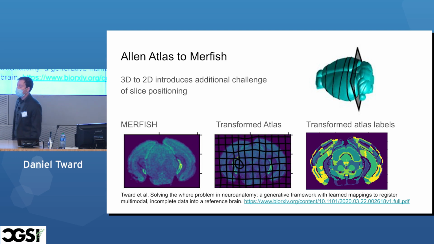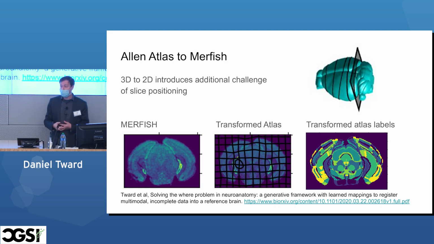So now that we can map these 2-dimensional data sets into the 3D atlas, in addition to estimating deformations, we also have to estimate the angle and the anterior-posterior coordinate where they're located. We can now compare gene expression within every compartment defined in the atlas. And the Allen atlas defines approximately 1,000 different compartments.